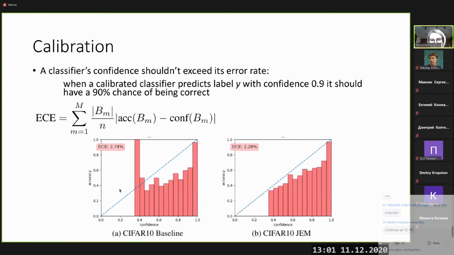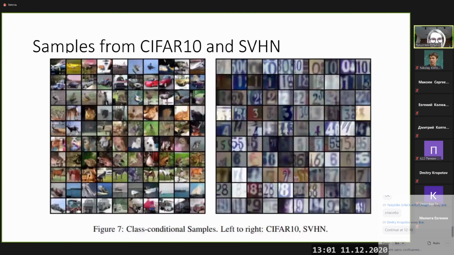We can see that the ECE of the GEM model is better than the ECE of the baseline WideResNet model. Actually, our generative model, when applied to classification, has better calibration than just the discriminative model.